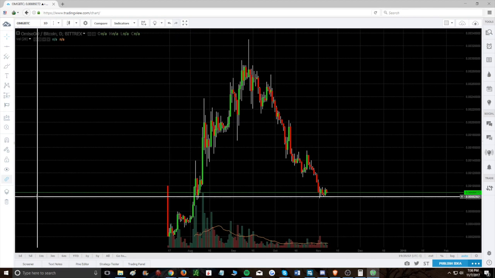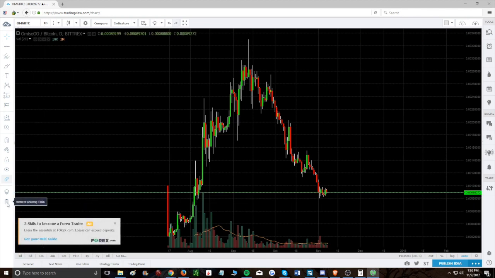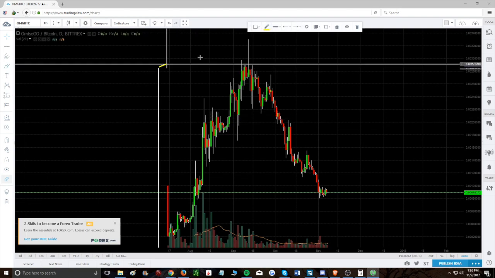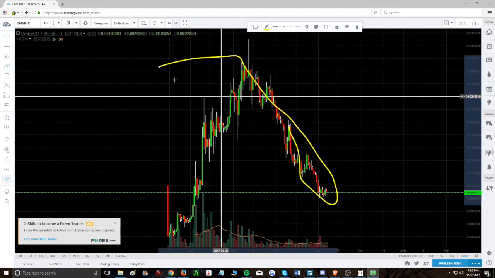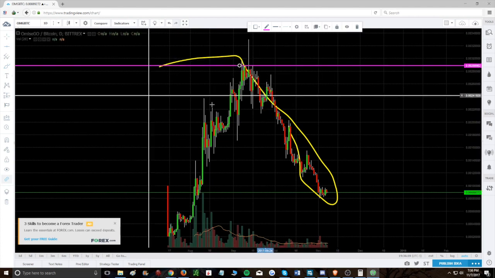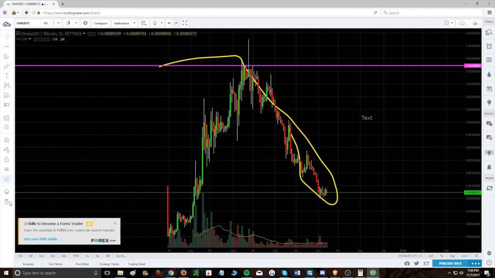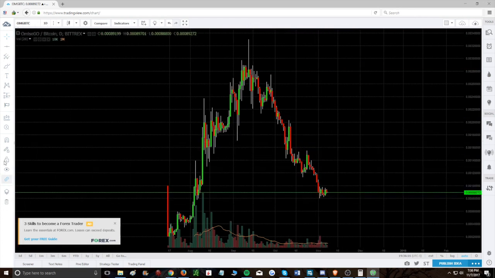A couple other features I like on this chart are this trash can, and that's if we have a bunch of drawings. I'm really dirtying up the chart, talking about it. I have some support lines. I have some text. And the chart starts to get dirty. I just hit that, and it clears it all.